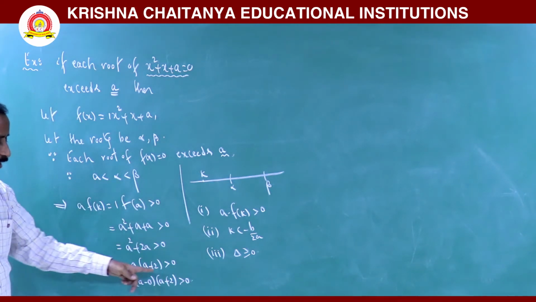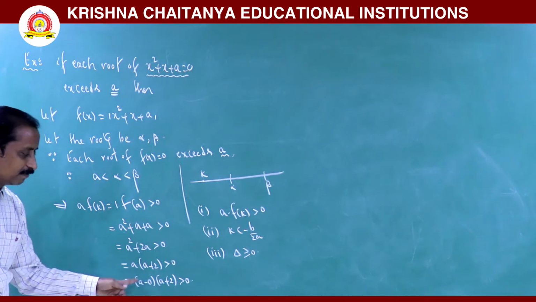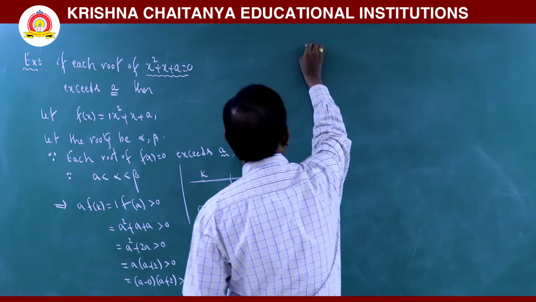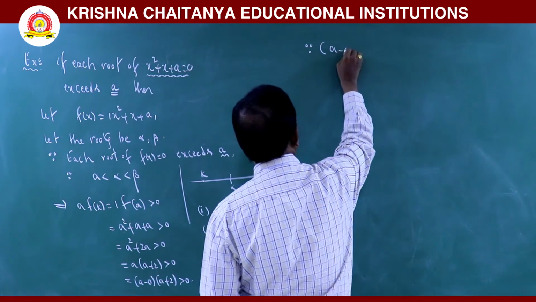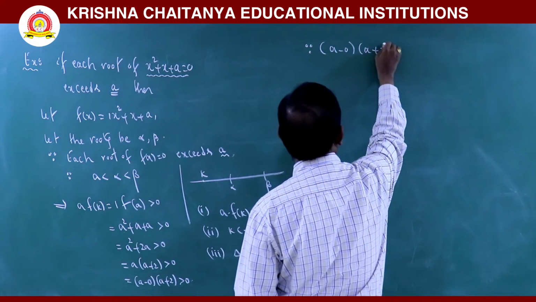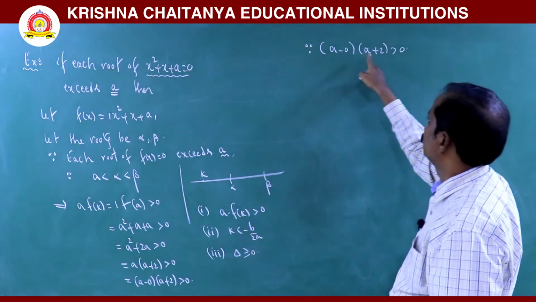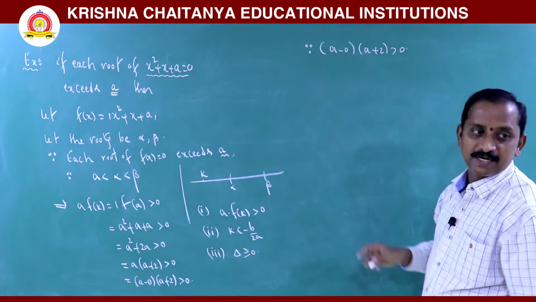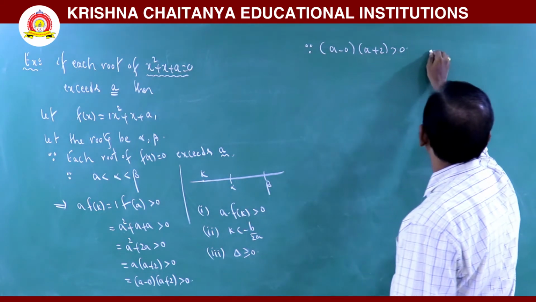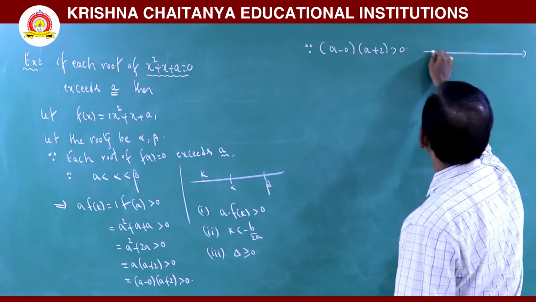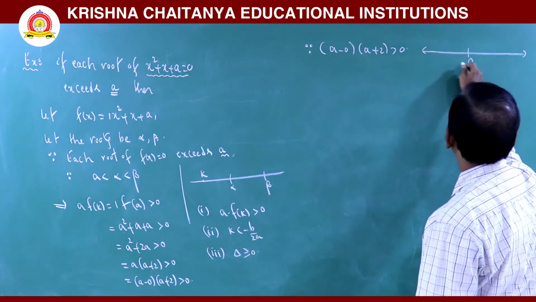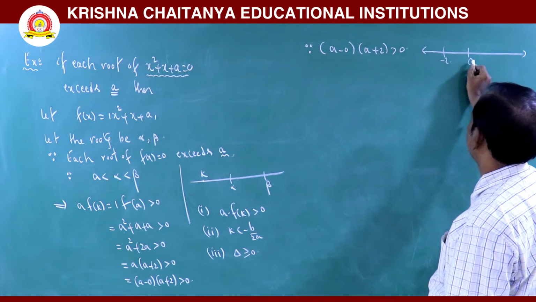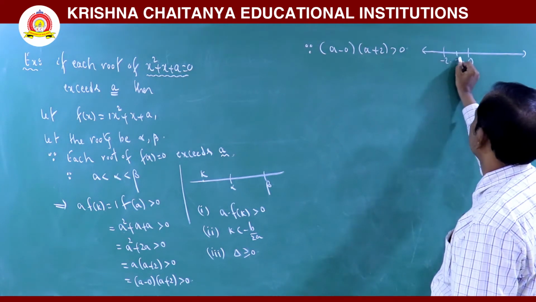Otherwise, I can show it's satisfying the inequality of a on the real line. So, let us observe, we need (a - 0)(a + 2) greater than 0. For what values of a does this inequality hold? Consider the real line, with one value 0 and another value minus 2. Consider between minus 2 and 0, that means consider minus 1.